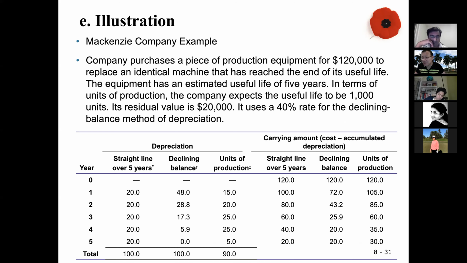You have done this calculation before in 2100. Declining balance: you do not use residual value. That's the difference. For declining balance, you do not use residual value. So you use your initial cost, 120,000, times the rate, 40%. You get 48, so your carrying amount will be decreased by 48. 120 minus 48, you are left with 72.